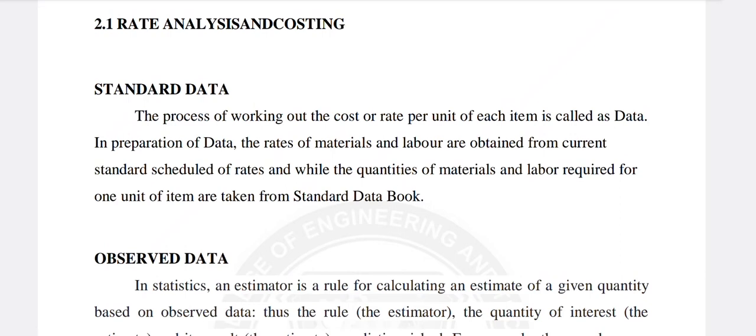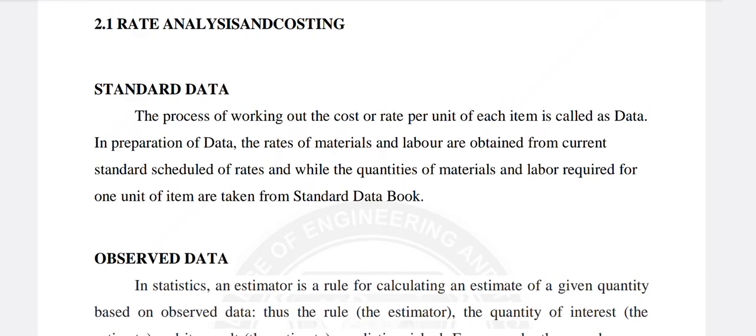And the schedule of rates, observed data and standard data are mainly used to calculate the total amount required for the work. For example, we have to calculate the 1 meter cube stone masonry's amount with the help of analysis of rates. And also we have to calculate the total quantity of the building and total quantity of stone masonry in the building, and that will be multiplied with the 1 meter cube stone masonry rate, and we have to calculate the total amount of stone masonry for a particular project.